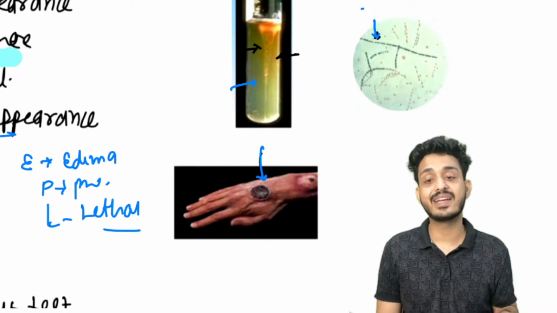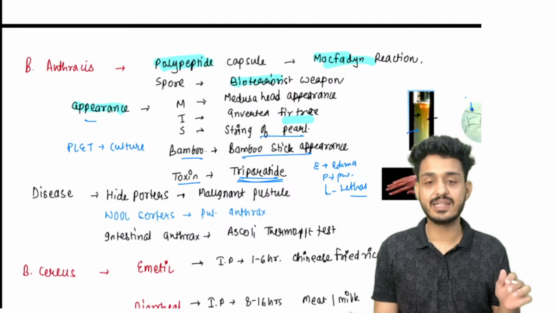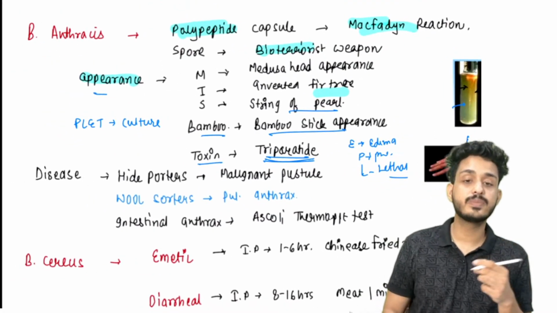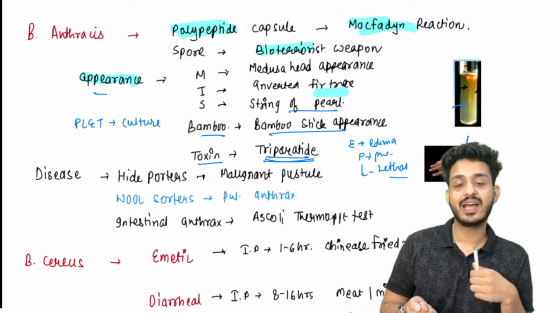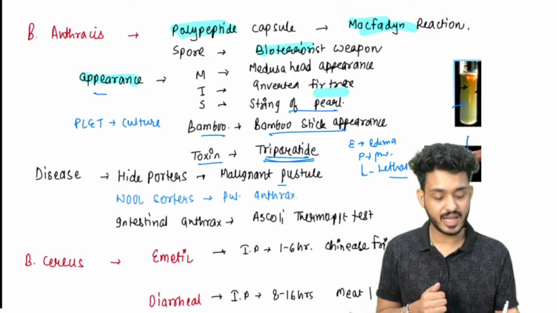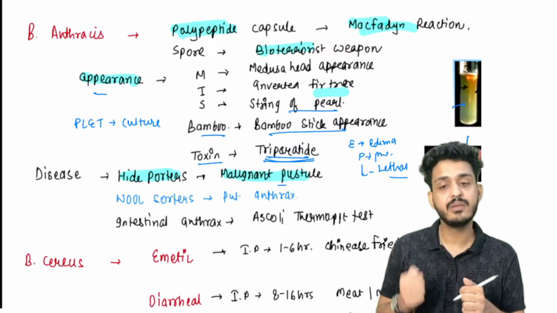You will be having this thing. This is known as malignant pustule. Three things can happen in the patient. First, those people who are carrying animals on their back will be having malignant pustule. This is known as Hide-Porter's disease. They drag the animals. This is known as Hide-Porter's disease.